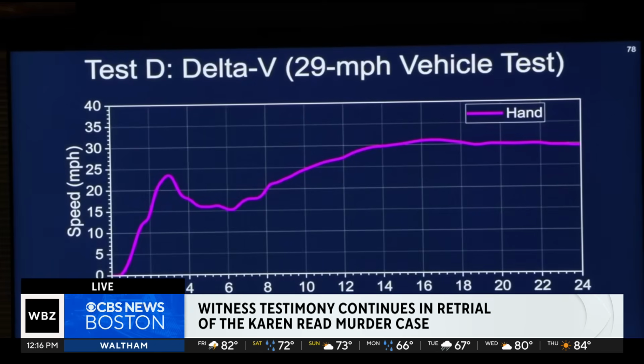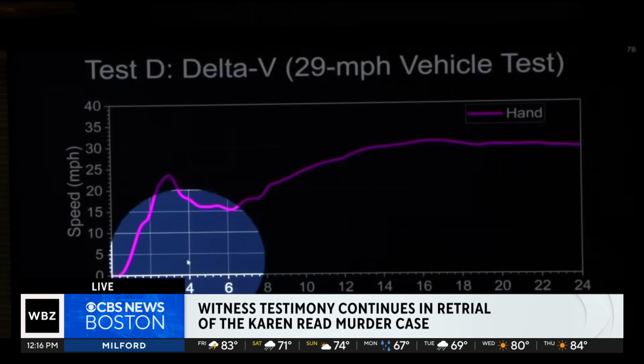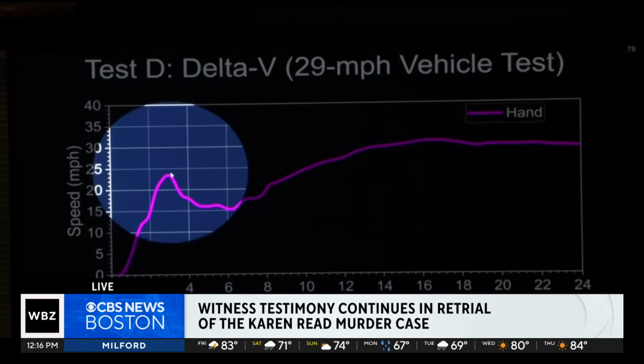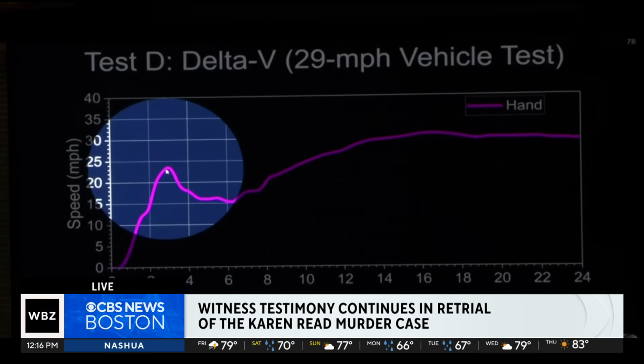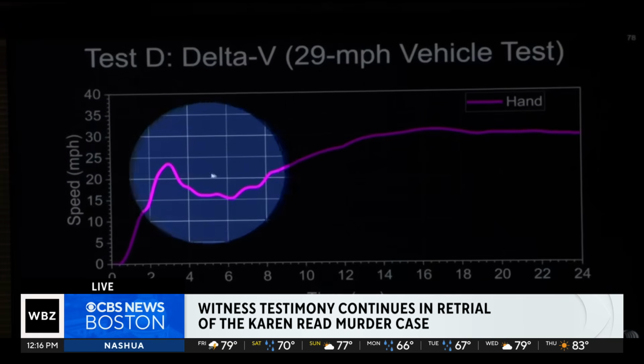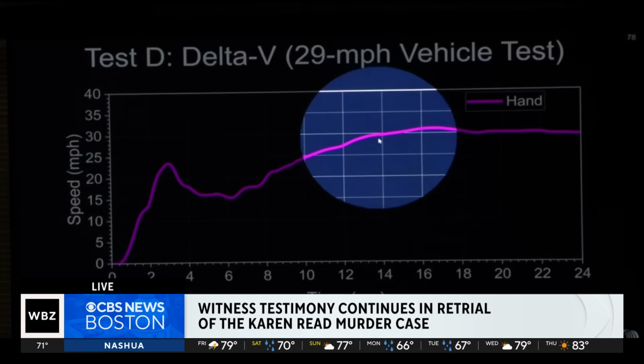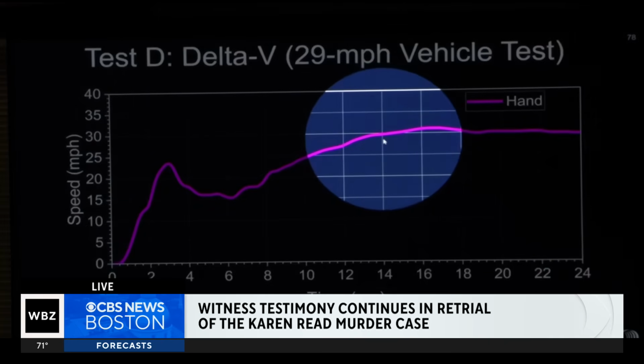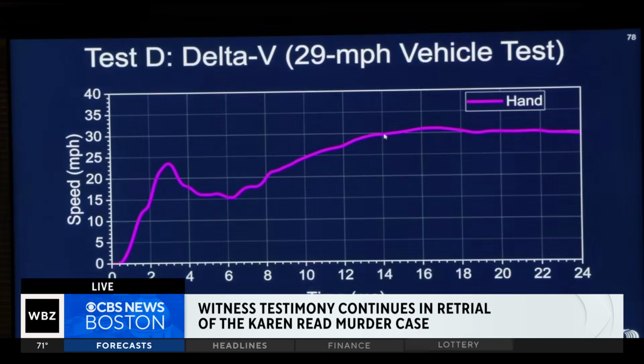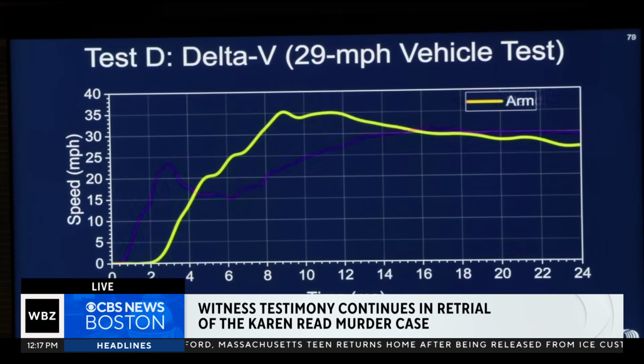What are we looking at in this graph? So this is looking at the change in speed. So what speed did the hand get up to as a result of the impact? So we can see that in about 3 milliseconds, the arm is moving at almost 25 miles per hour. And then a little bit later, still very quick in time, at about 14 milliseconds, it's at about 30 miles per hour. Next slide, please.